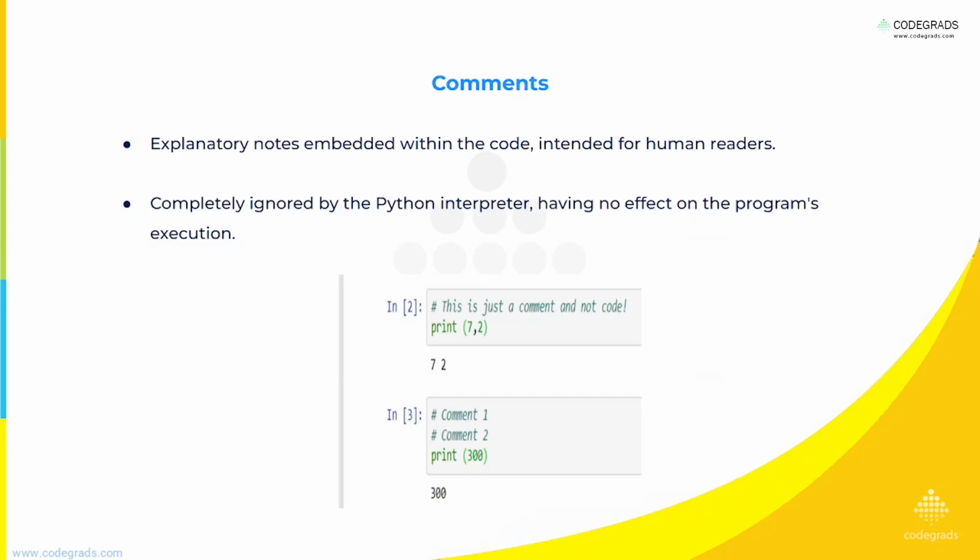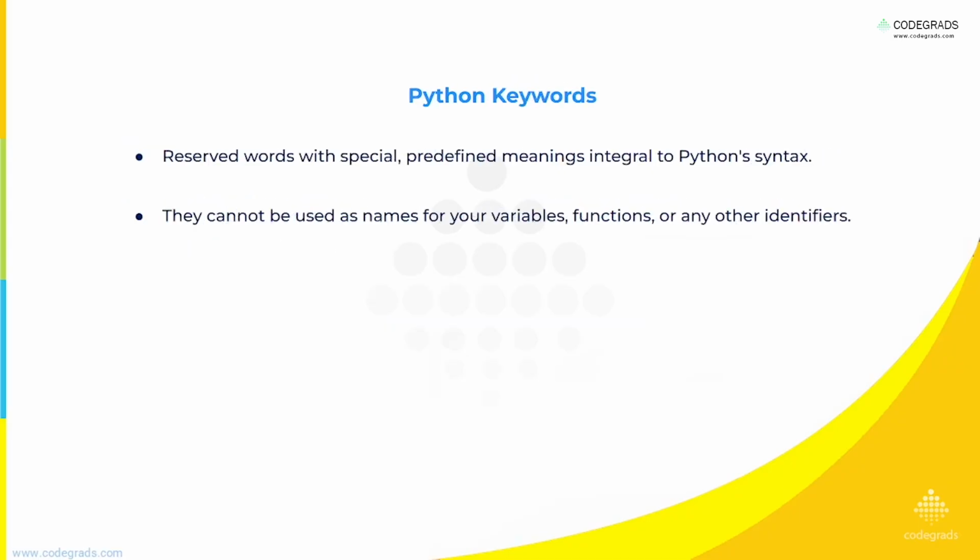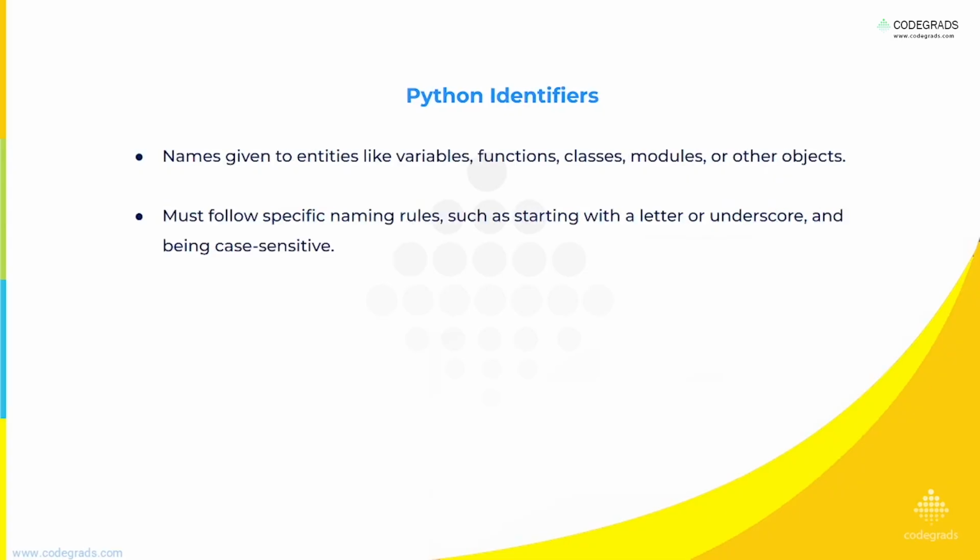Now I will summarize what we have learned up till now in the slide. Regarding keywords, they are reserved words with special meaning. Examples are if, class, and, in, is, or, else, while, for. These are the keywords, and they have a specific, predefined meaning which is integral to the Python syntax. And we cannot use them as a variable name or function name or any other identifier. Now regarding identifiers, they are the names used for declaring variables, functions, classes, modules, or other objects.